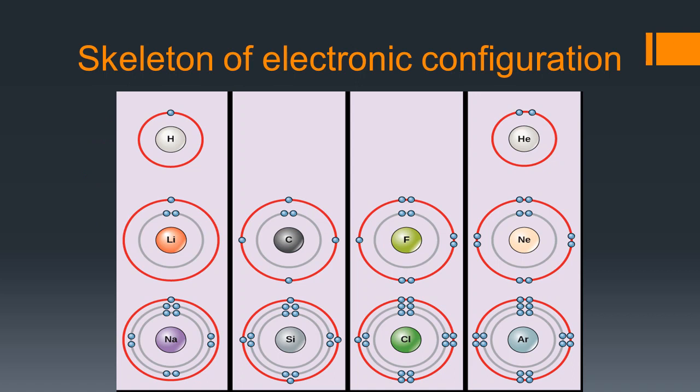Now here we have the skeletal diagrams of electronic configuration. Students, here you can see some of the atoms like the hydrogen atom, in which the outermost shell has 1 electron. Helium, first or outermost shell, 2 electrons. Lithium, 3 electrons, 2 in the first and 1 in the last. Carbon, atomic number 6, 2, 4. Fluorine, 2 and 7. Neon, 2, and the last shell has 8 electrons. Likewise sodium, silicon, chlorine and argon. You can see the distribution of electrons in these atoms.